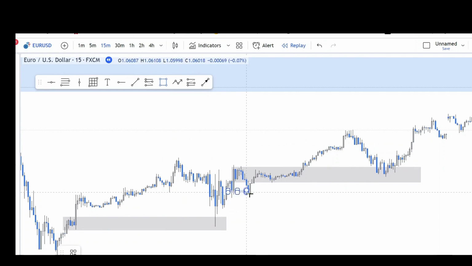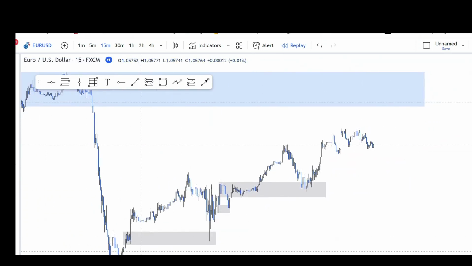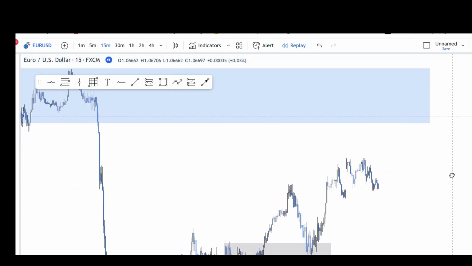I won't draw all of them now because there's quite a few, but basically all you have to know is there was a nice little demand chain forming here. So there was a higher high, higher low, higher high, higher low, and we got another higher high right here. So if we've got a higher high, what can we expect that's going to come?